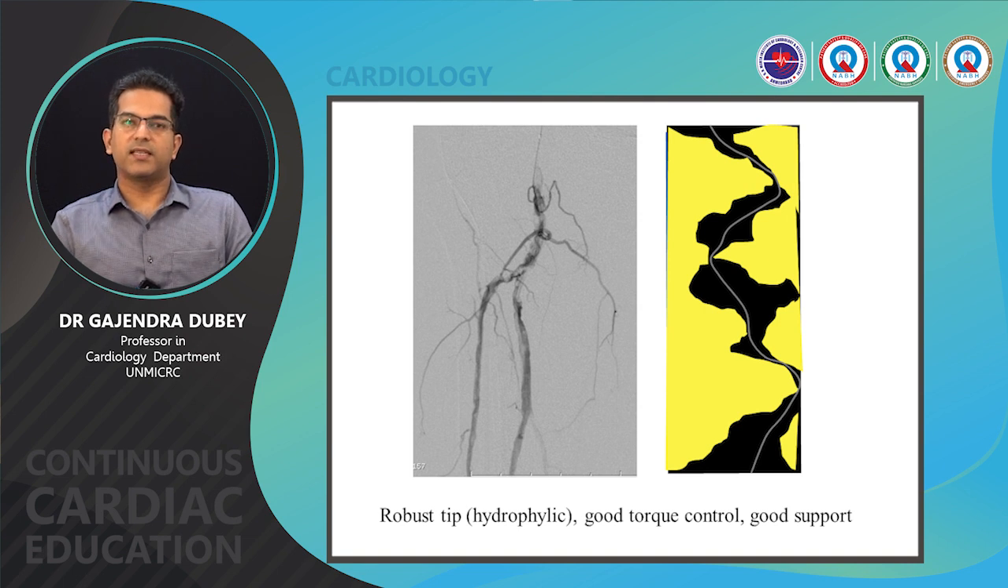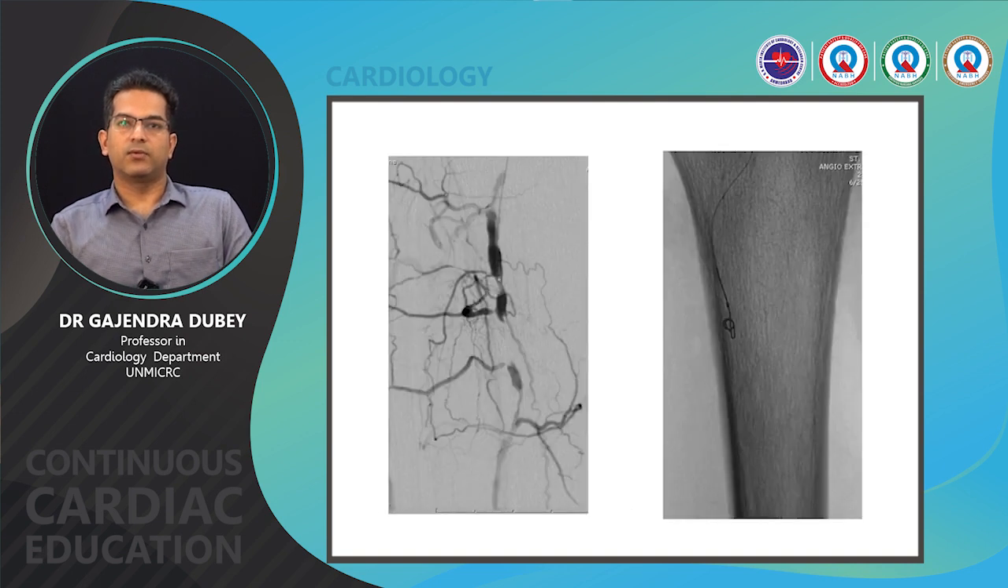So these are few case examples where we can see that this is a complex calcified BTK disease involving the anterior tibial and tibioperoneal trunk. So here you need a good tip wire, which is preferably hydrophilic, which has good torque control and good support. So these are few examples of CTOs which have been crossed with various wires.